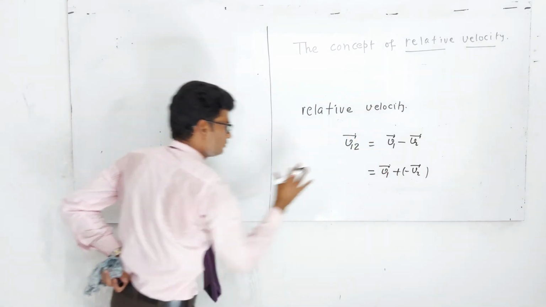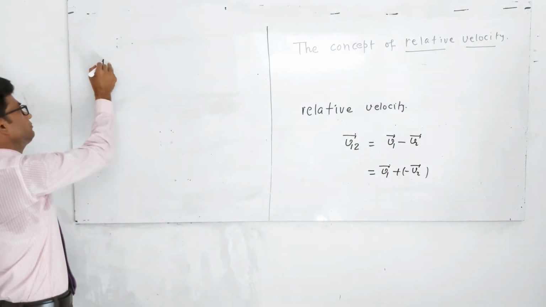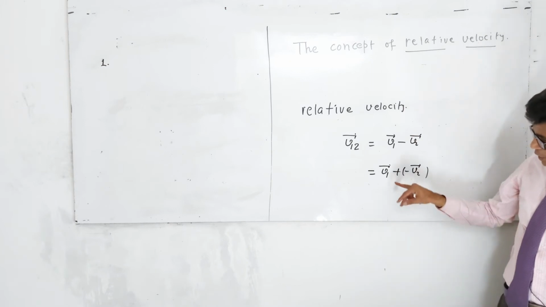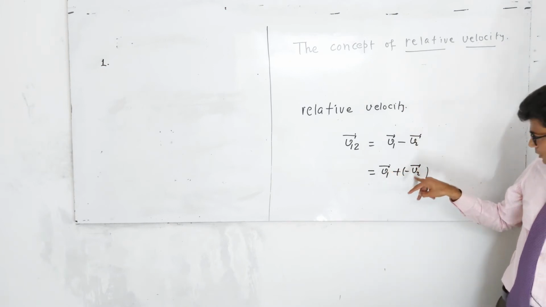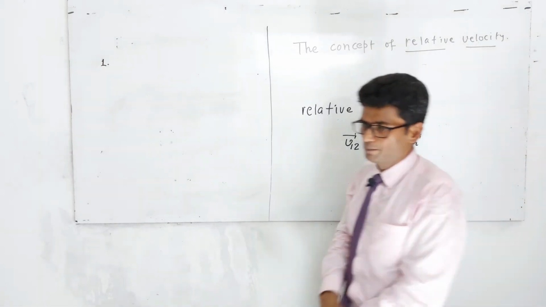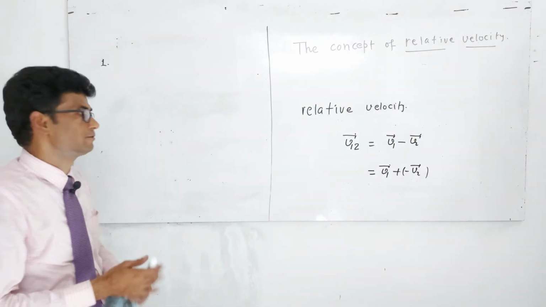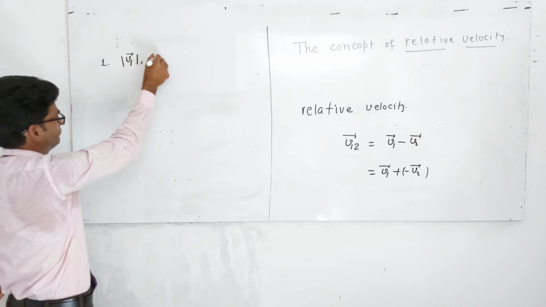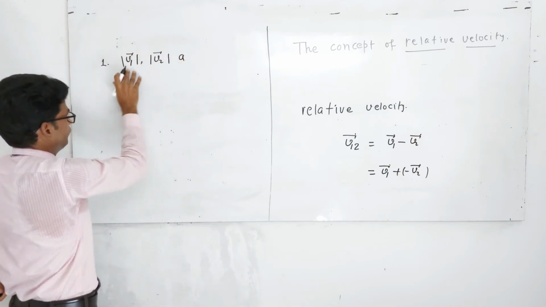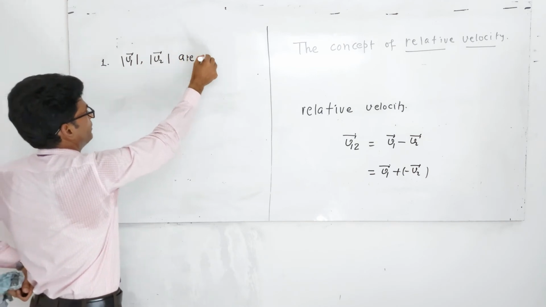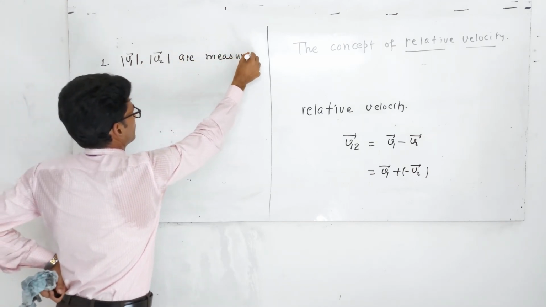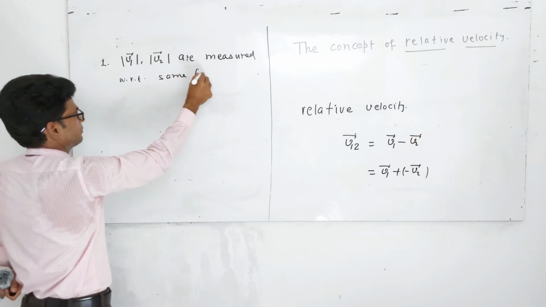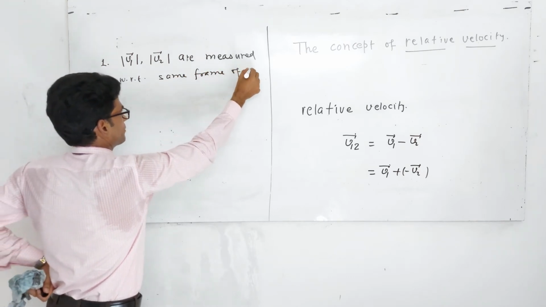This result holds good if and only if, number 1, the magnitudes of velocity of particle 1 and particle 2, mod v1 and mod v2, are measured with respect to the same frame of reference. Same frame of reference.